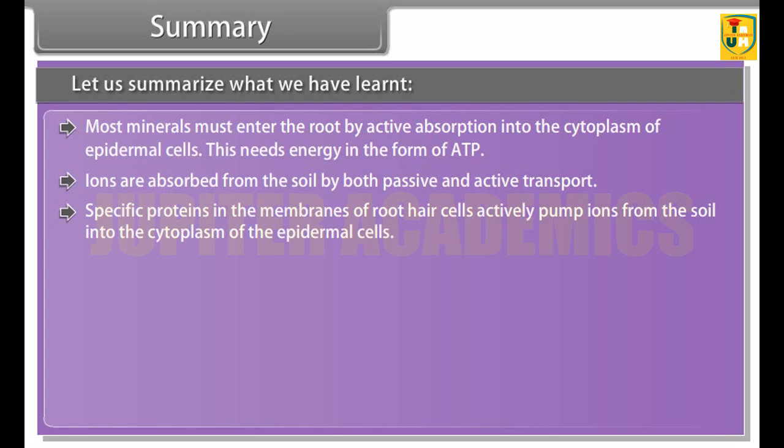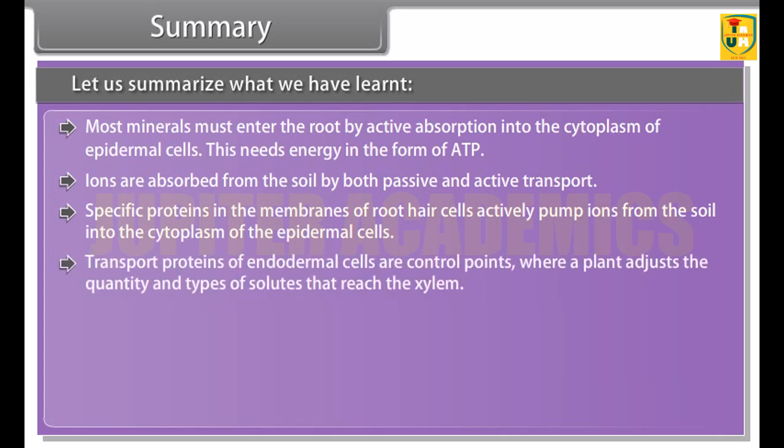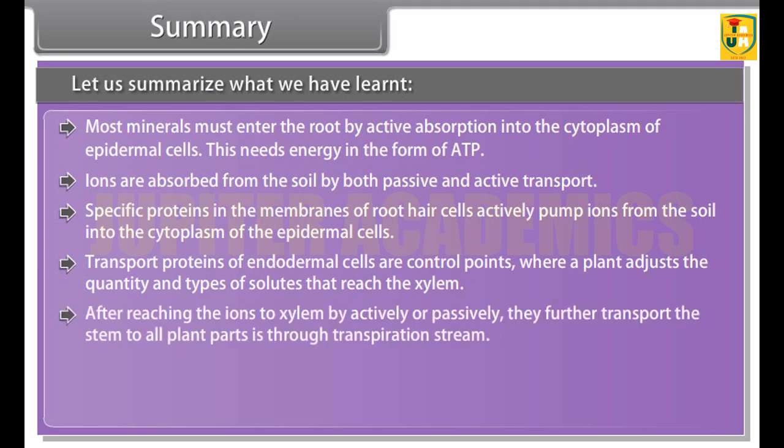Specific proteins in the membranes of root hair cells actively pump ions from the soil into the cytoplasm of the epidermal cells. Transport proteins of endodermal cells are control points where a plant adjusts the quantity and types of solutes that reach the xylem. After reaching the xylem, actively or passively, the ions are further transported to all plant parts through the transpiration stream.